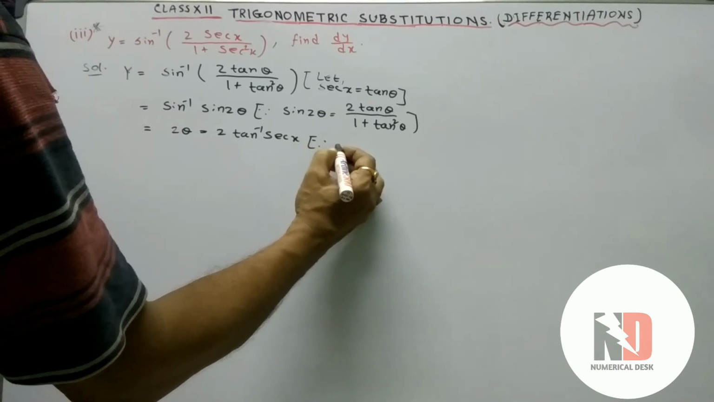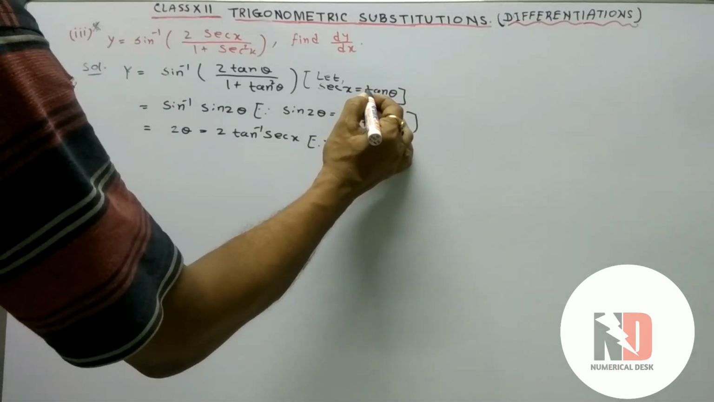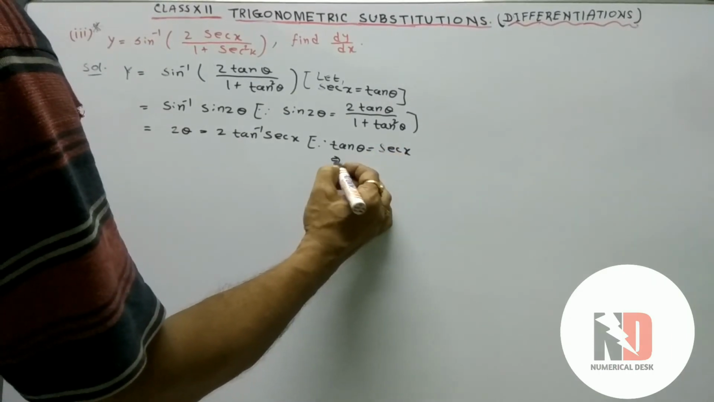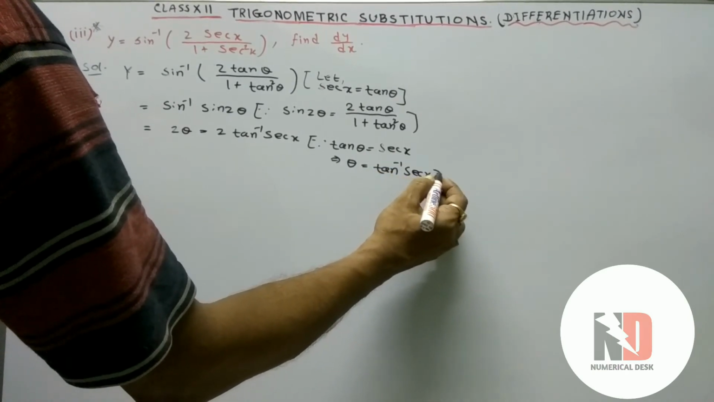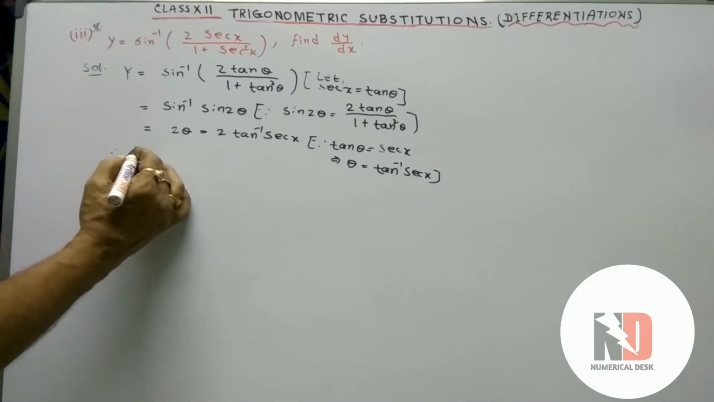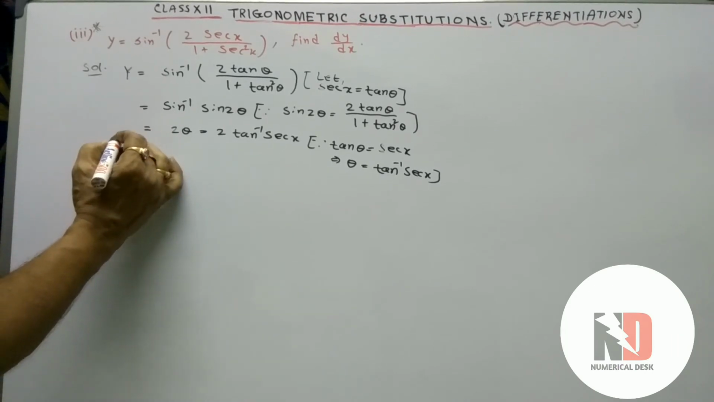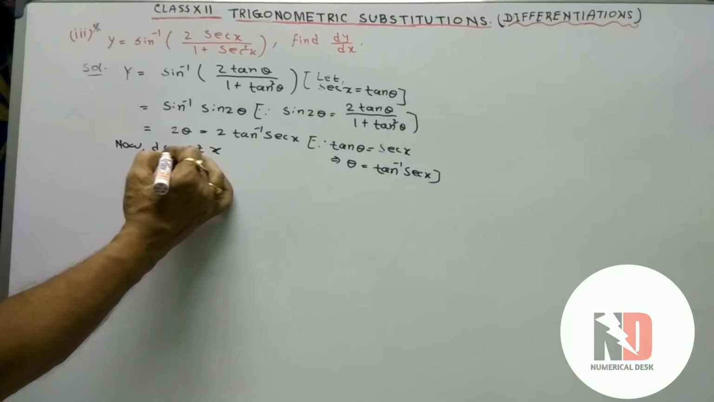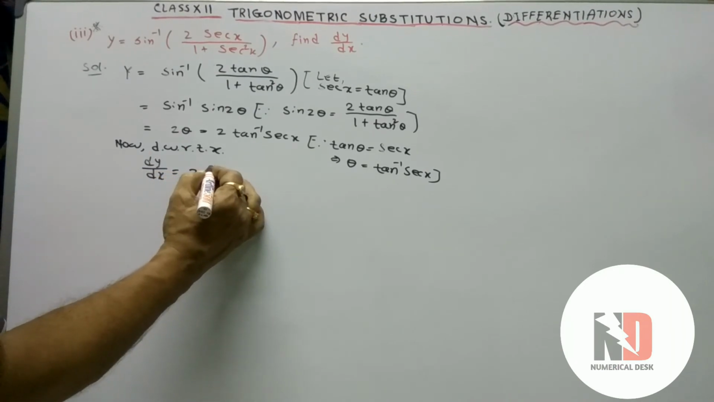Putting the value of theta equal to what? You already know from the assumption we get tan inverse sec x, tan theta equal to sec x. So theta equal to tan inverse sec x. So I think you have guessed the sum. Now dy by dx, we have to get it, and how to do it. Very interesting and exciting zone. Look at this very carefully.